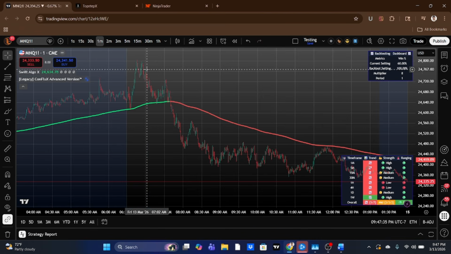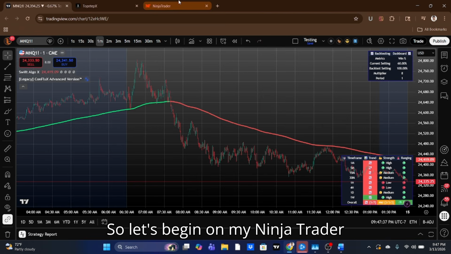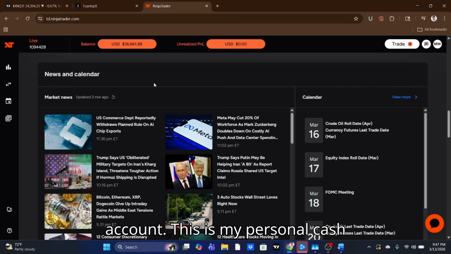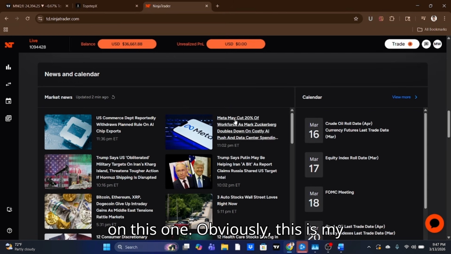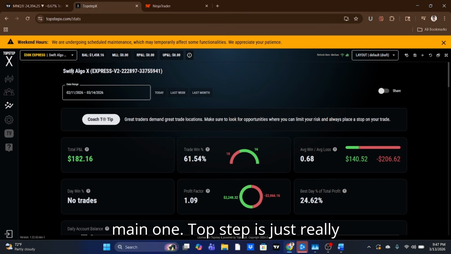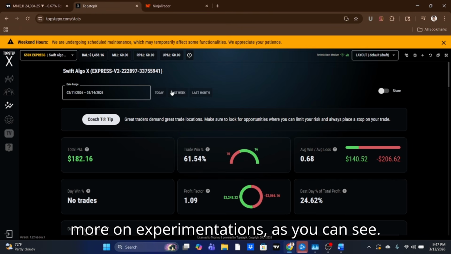Okay. So let's begin on my NinjaTrader account. This is my personal cash account. Obviously, this is my main account. As you can see, it's a live account. I'm actually over $36,000 on this one. Obviously, this is my main one. Top Step is just really more on experimentation.